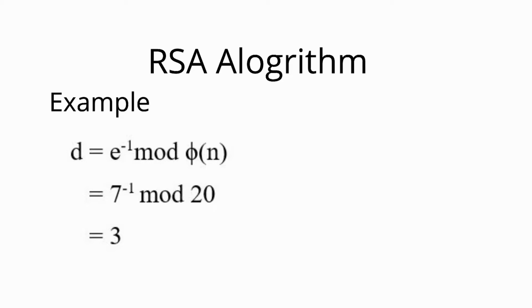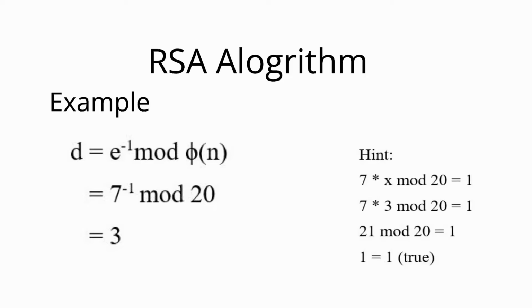I think you may be confused about how the result d equals 3 is obtained. So look at the hint: 7 multiplied by x mod 20 equals 1. Here what is x? x is the output value of d. x must be taken in such a way that this expression is true.